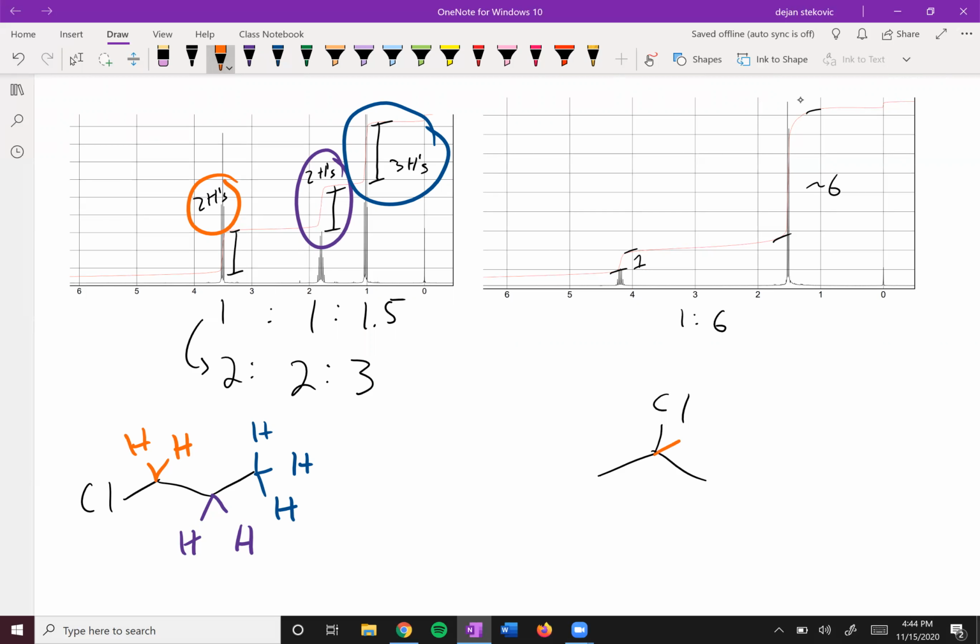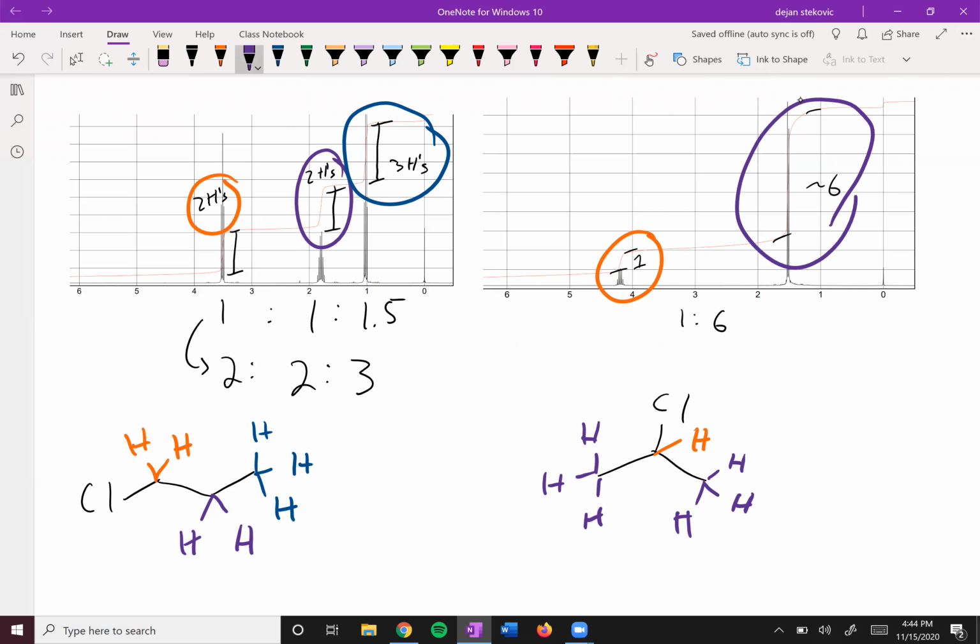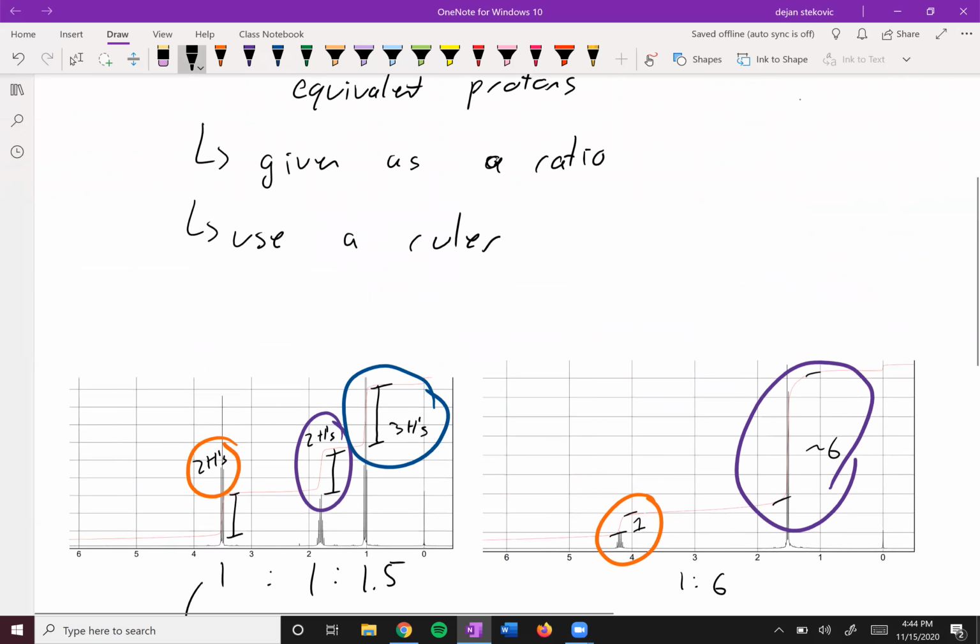And then same thing for this one. We have a peak over to the left that corresponds to 1 hydrogen, and then a peak all the way to the right that corresponds to 6 different hydrogens, right? So be able to look at an NMR spectra and figure out how many protons each peak represents.